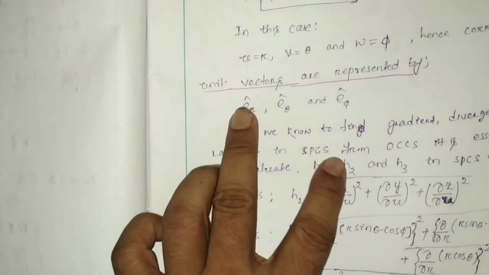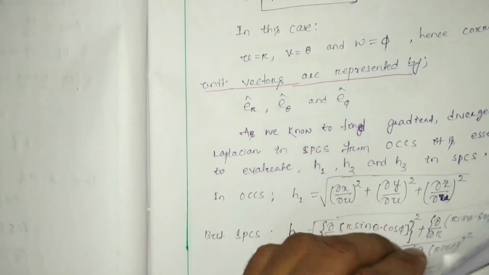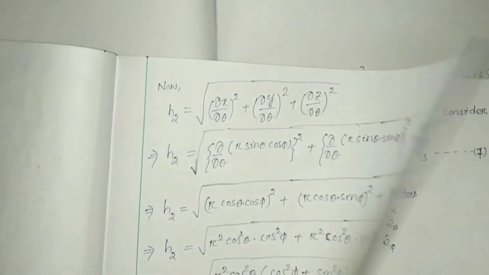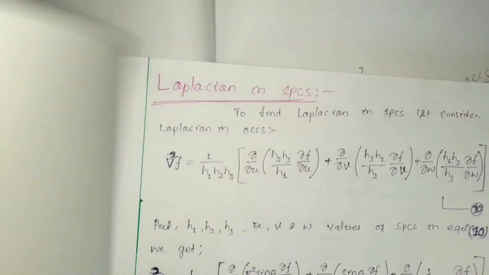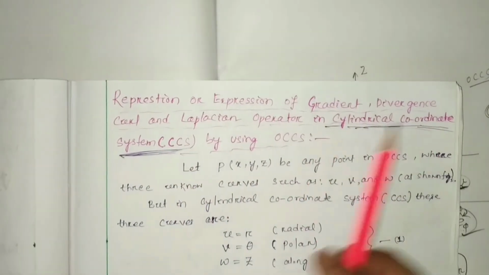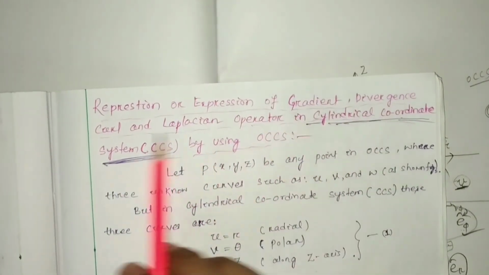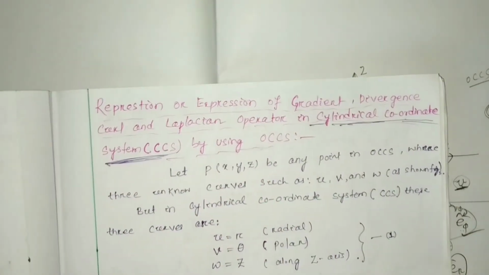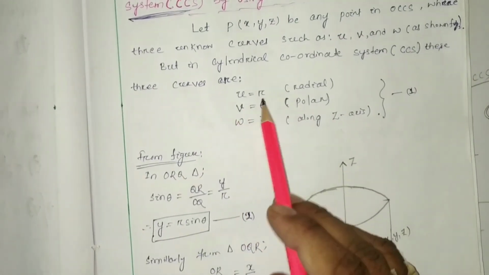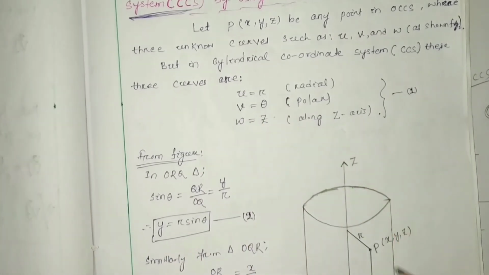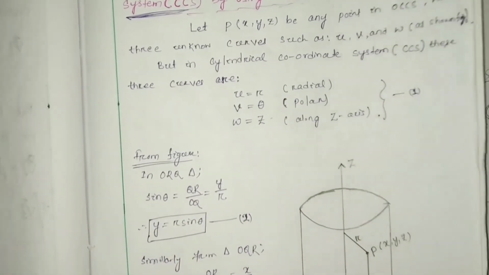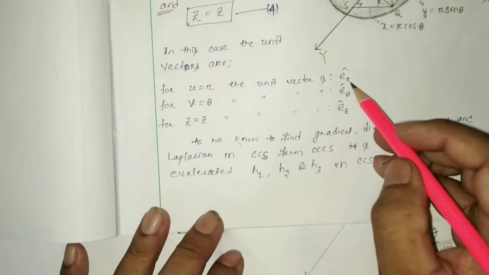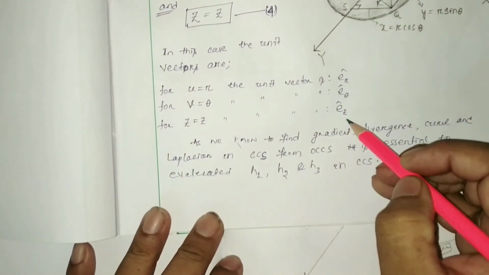er cap, e theta cap, e phi cap. Likewise, whenever we discuss the expressions of gradient, divergence, curl and Laplacian in cylindrical coordinate system by using OCCS, at that time u will be r, v will be theta, w will be z, and the corresponding unit vectors are er cap, e theta cap, and e z cap.